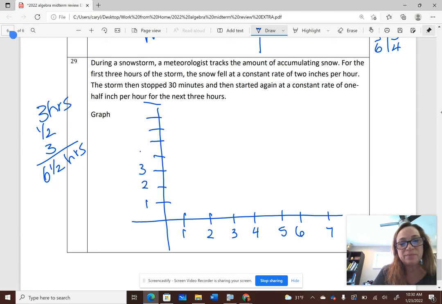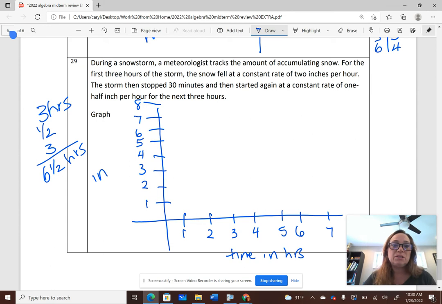And again, this is going to be set up for you. So it'll obviously be neater and it'll be easier to do. So this is inches and this is time in hours. Okay, so it starts at 0, 0, and then it's at a constant rate, which means linear, 2 inches per hour. So 2 inches, another 2 inches, another 2 inches. And this is hopefully going to be straight, but you guys bring a ruler.